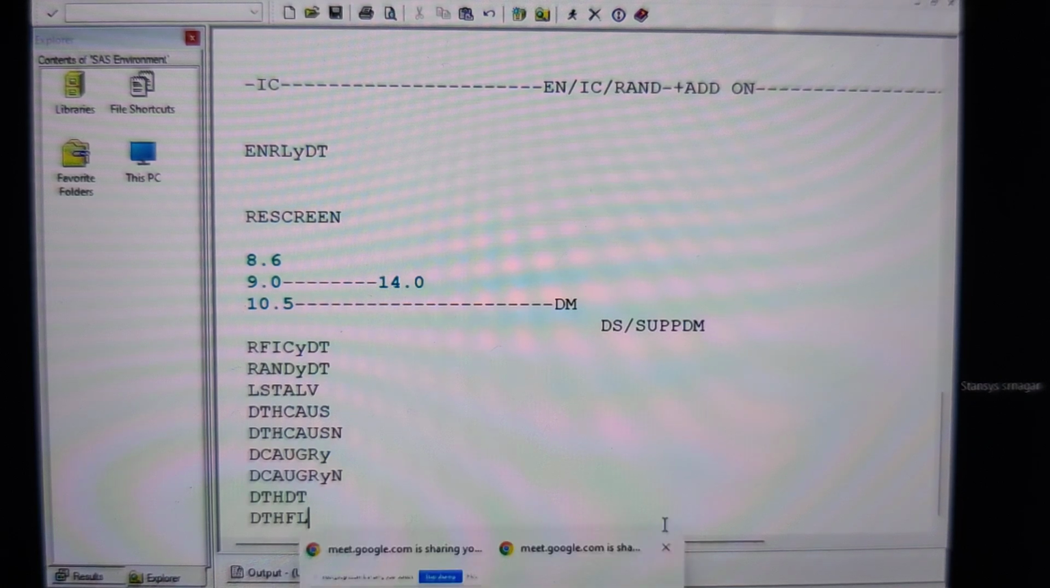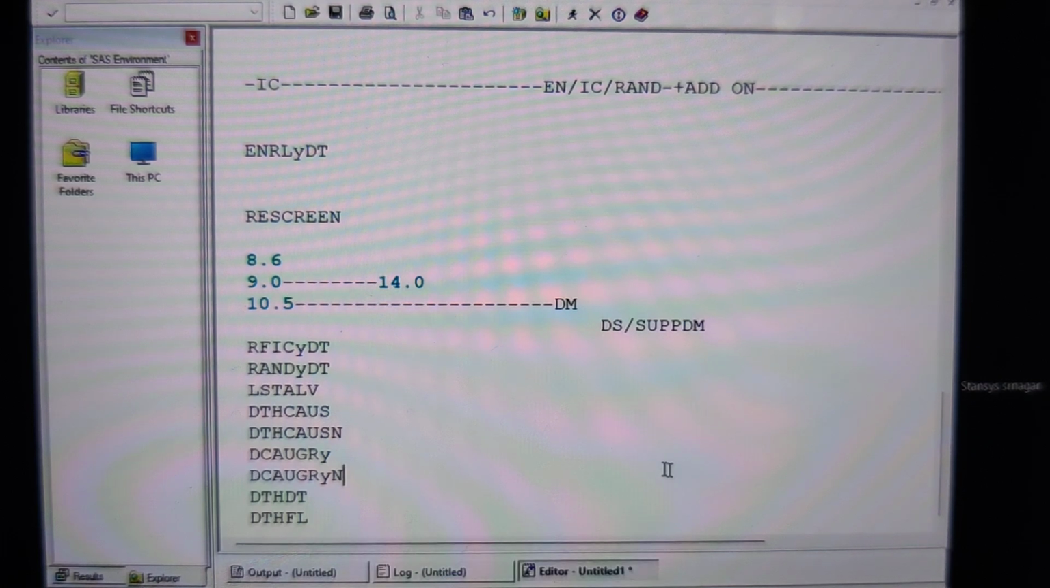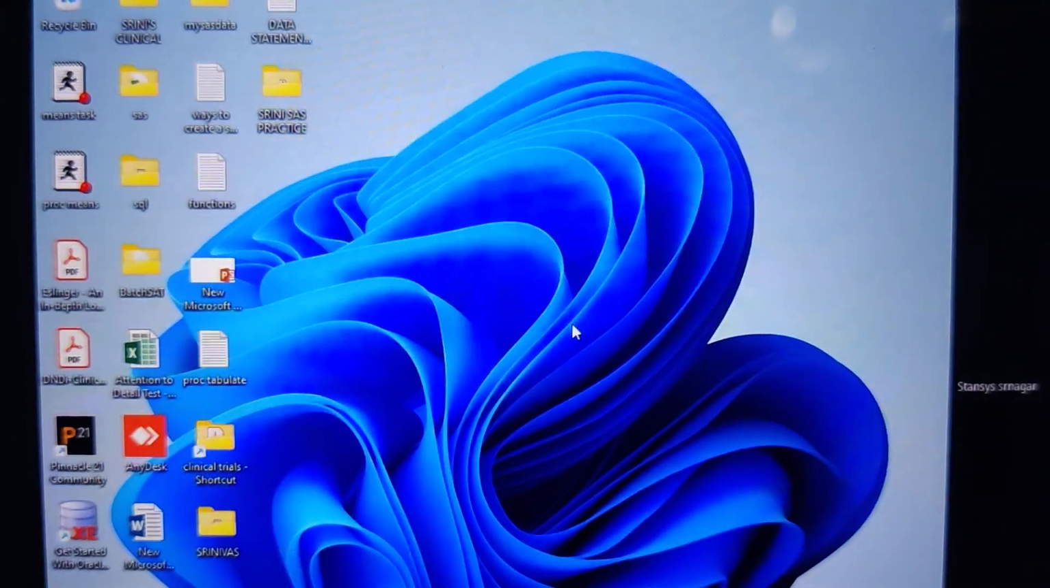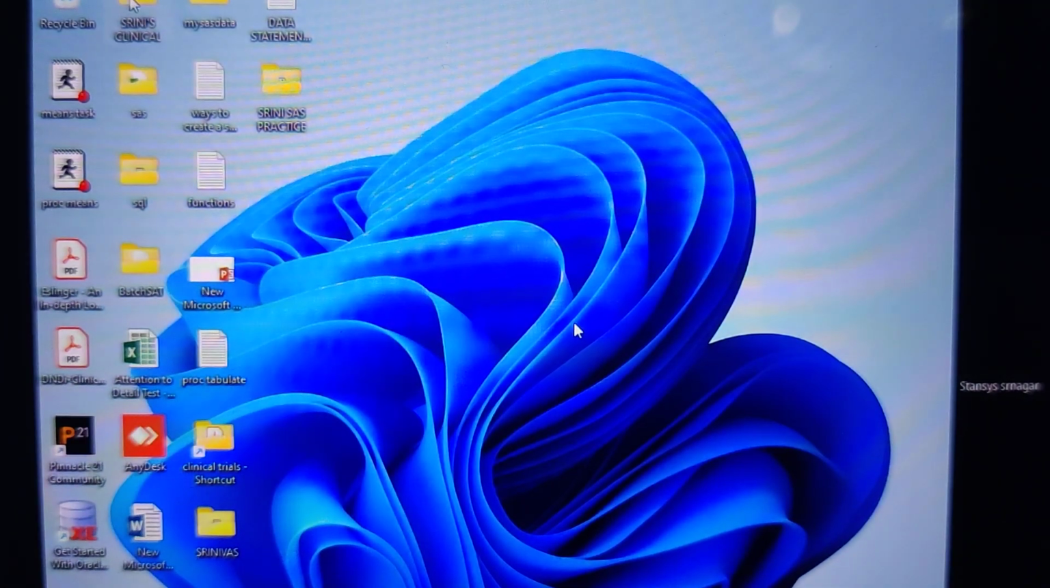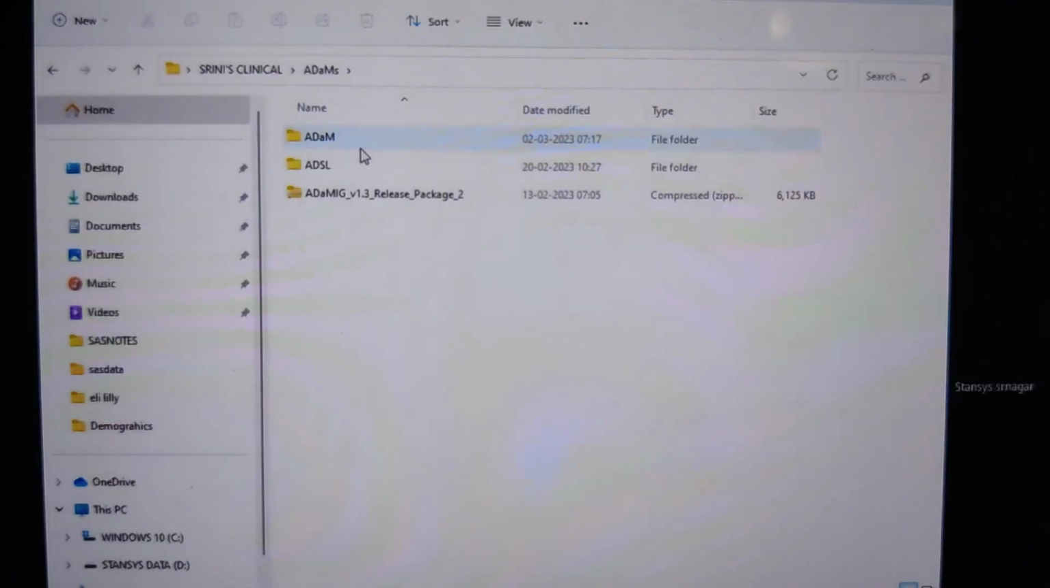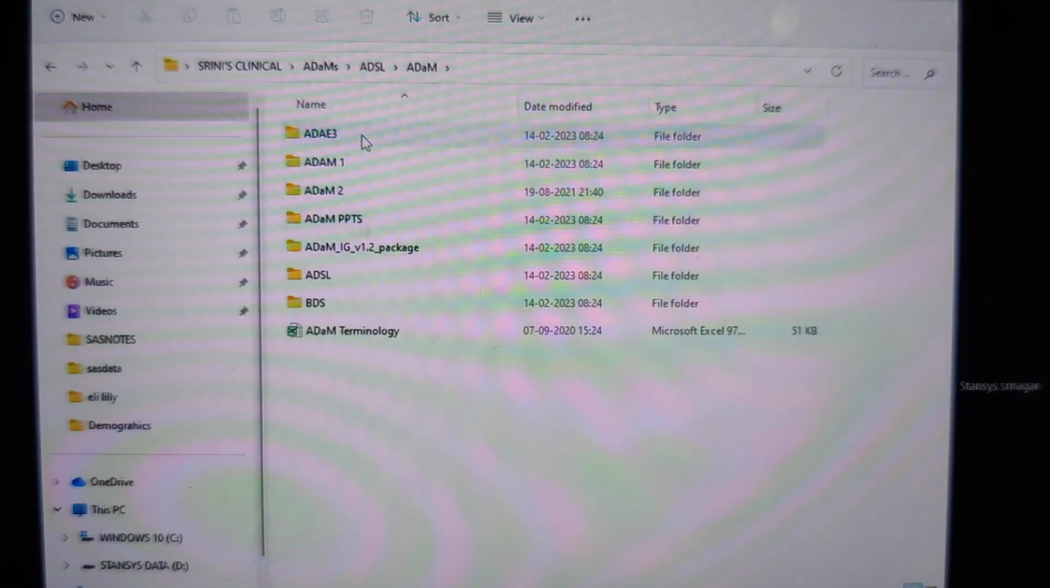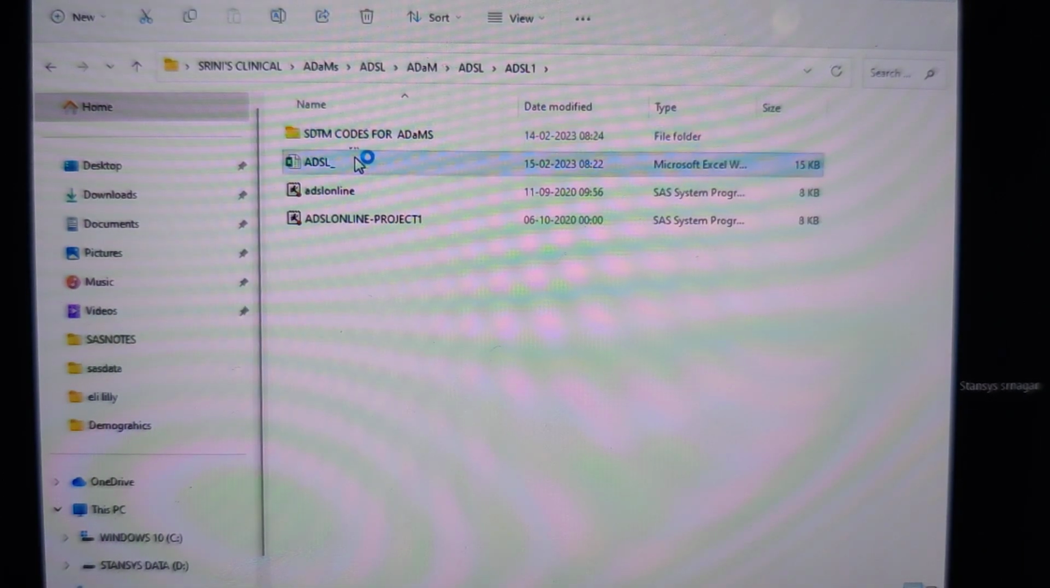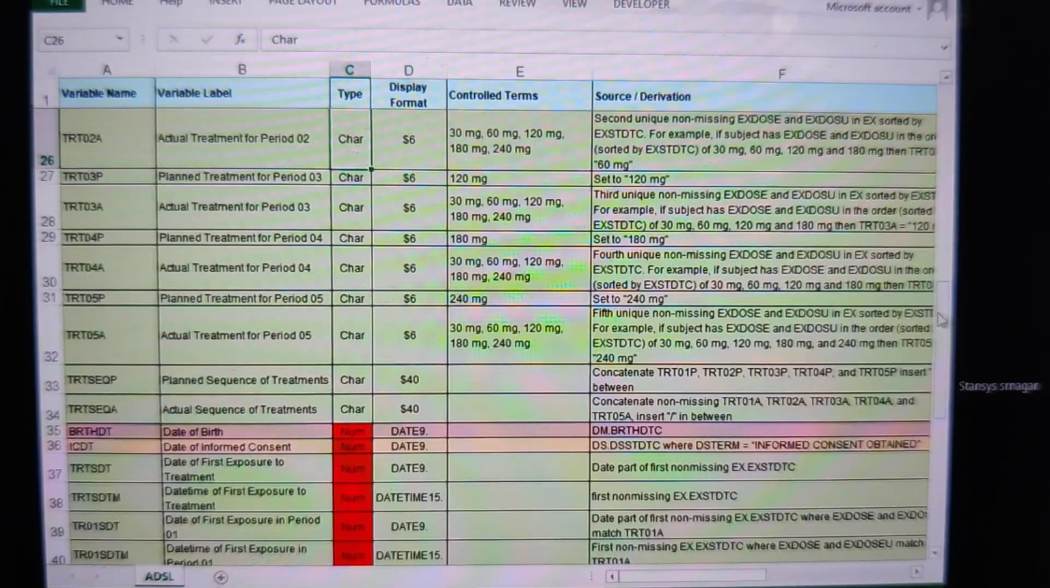So these are the ADSL randomized variables that we have. By tomorrow, please go through all the variables. Once you're done with the variables, I'm going to share the ADSL specification with you. So tomorrow, we are going to start writing the program by using the specification sheet.